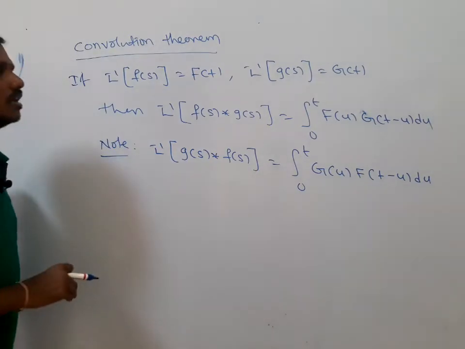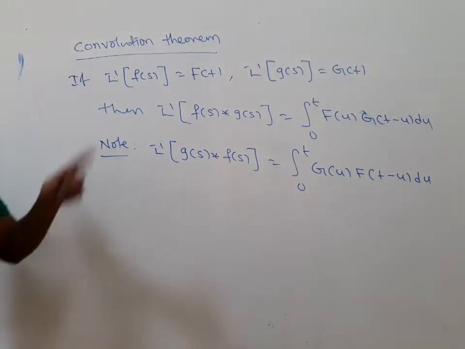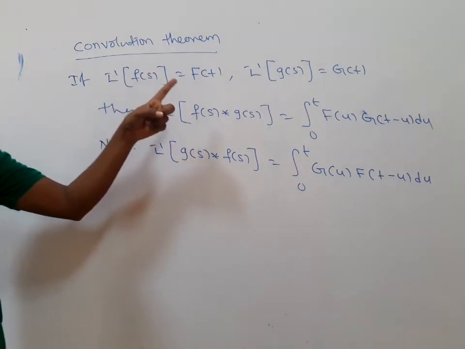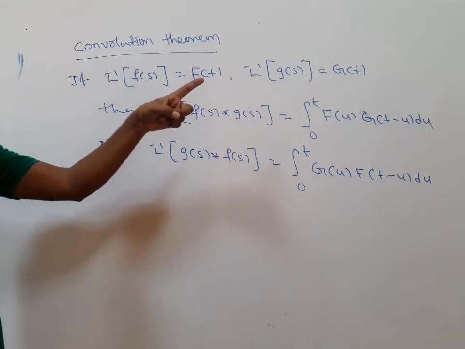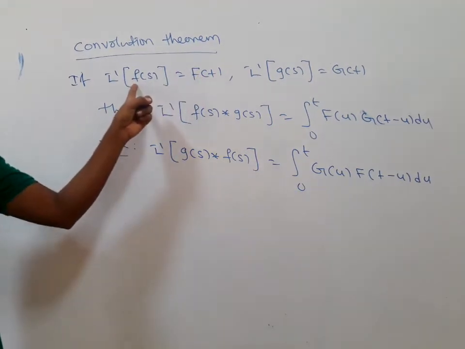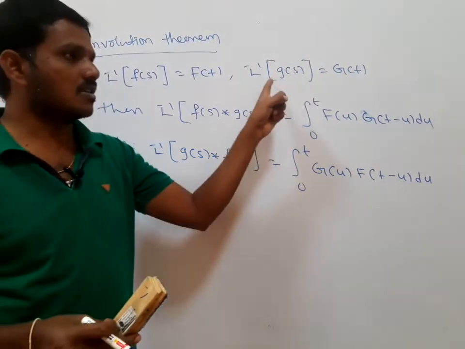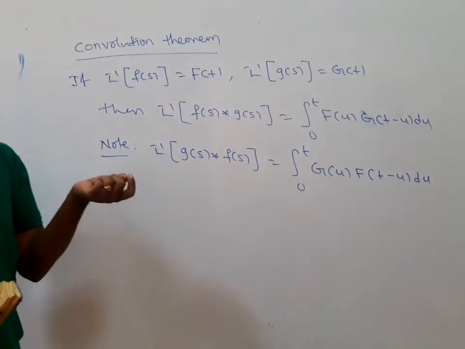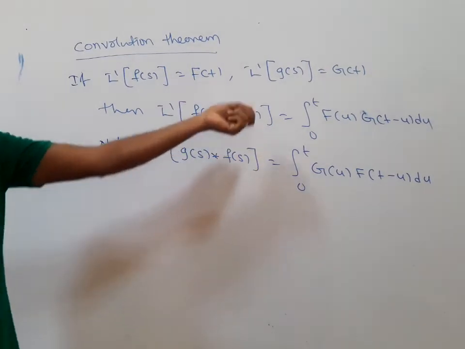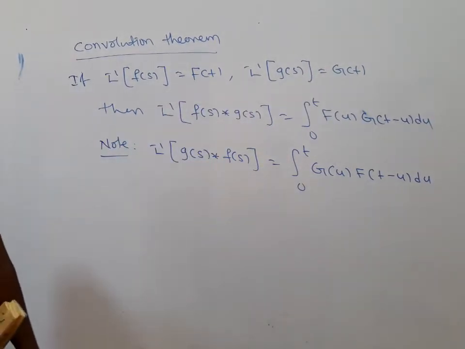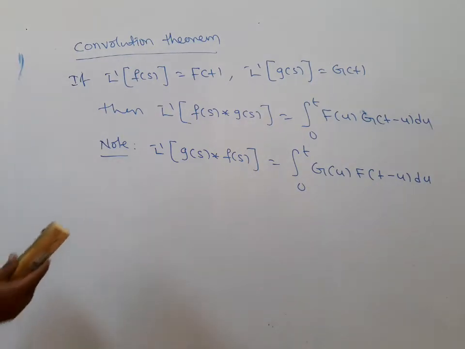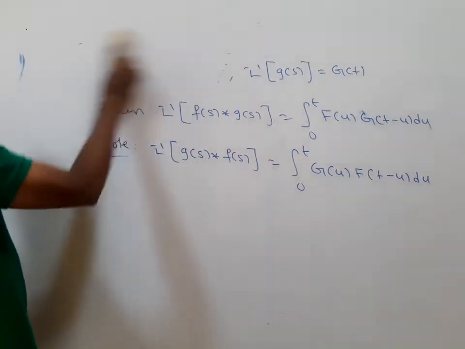This is the statement of the convolution theorem. If L inverse of f of s is equal to a function of t, that is f of t, and L inverse of g of s is equal to g of t, then L inverse of the product of these two functions of s, f of s into g of s, is given by the integral from 0 to t of f of u g of t minus u du. This is called the convolution theorem. A proof also exists, but in our syllabus the proof is not included.